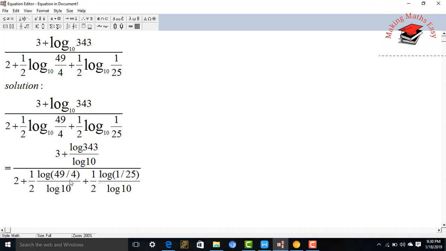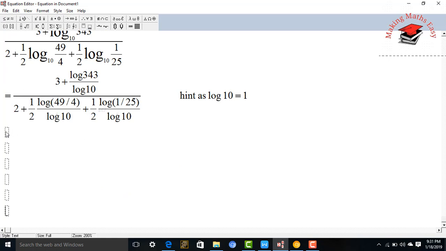Okay, so we know that log of 10 is equal to 1, so we will write a hint here, hint as log of 10 equal to 1. So we can replace the log of 10 value by 1. So instead of log of 10 we can write 1. So for this we will write 3, we will keep it as it is, 3 plus log of 343 divided by log of 10.